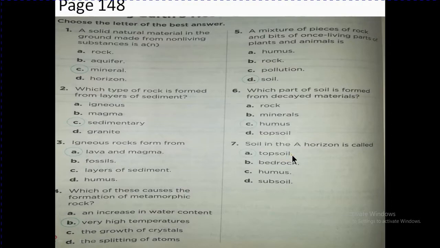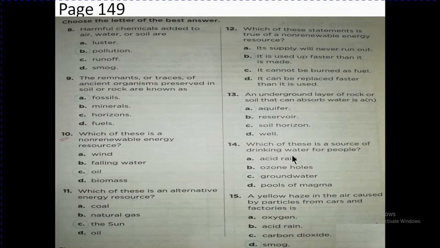Now we go to the next page, page number 149. After 148, now the next page is 149. Here the best option for you is pollution, number B. Then A, fossils. Number 10, the correct option is C, oil.